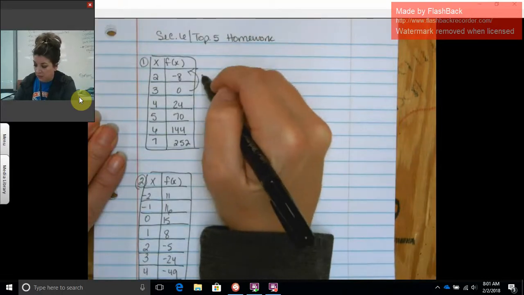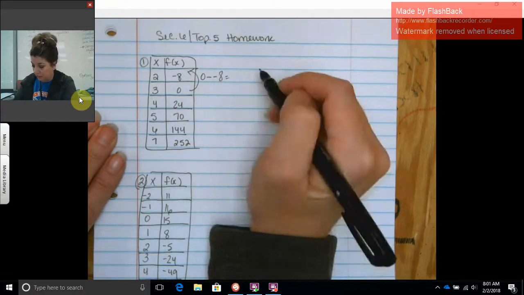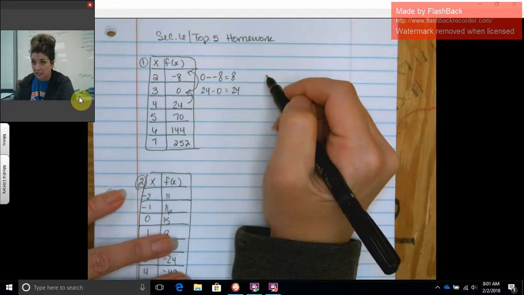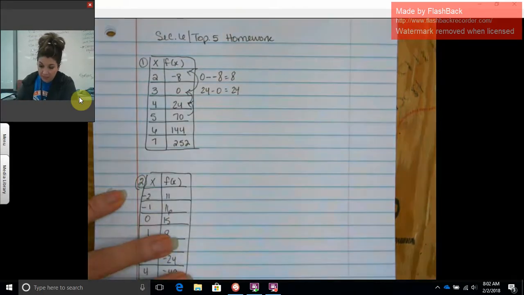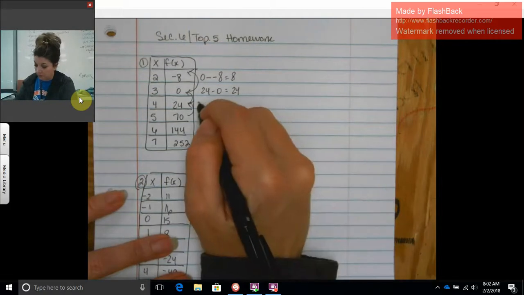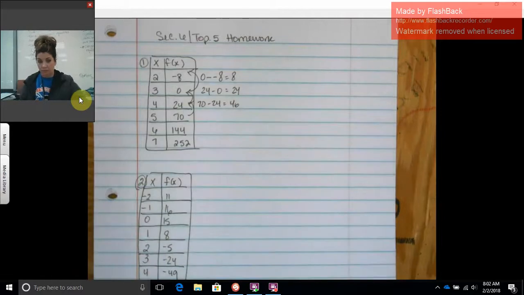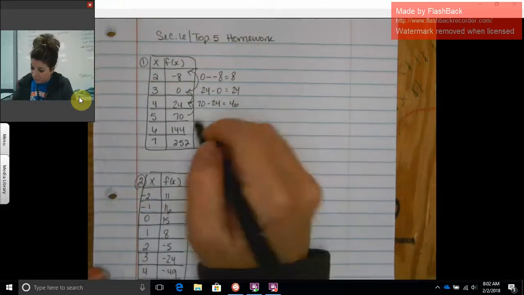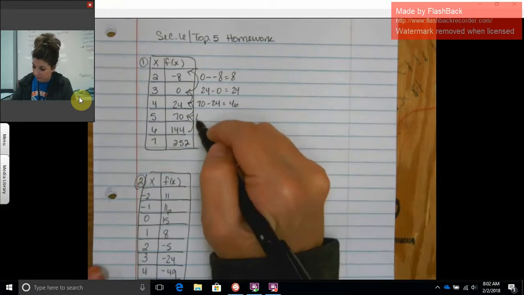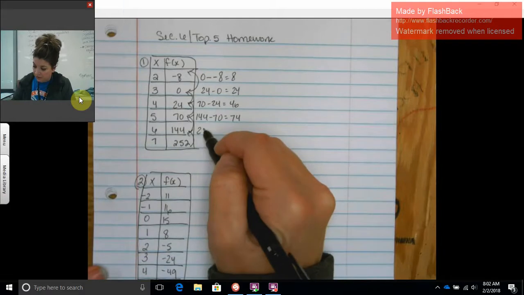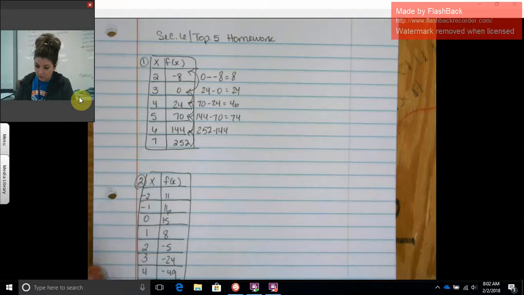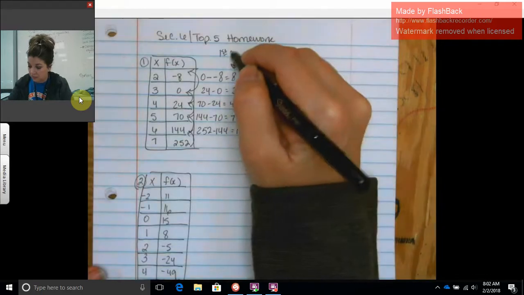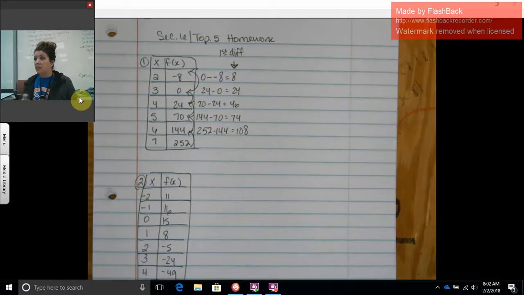Okay? So remember, we do 0 minus, and in this case, I will be subtracting a negative. So what do I get? Positive 8. 24 minus 0? 24. So is this going to be linear? No. 70 minus 24? 46. 144 minus 70? 74. And 252 minus 144? 108. Okay. So it's not linear because our first differences are not constant.